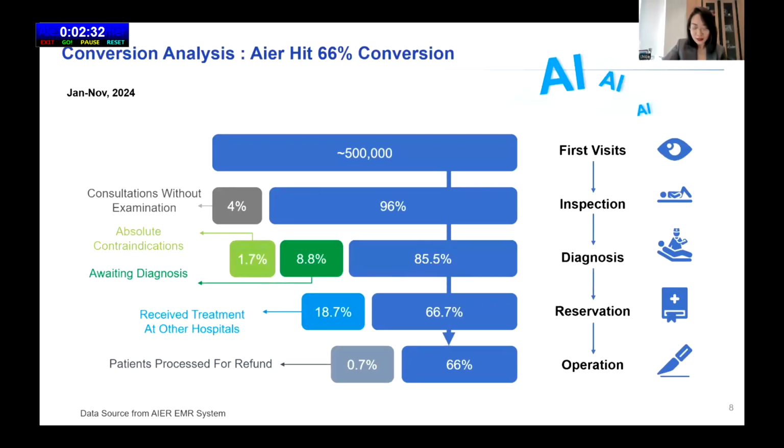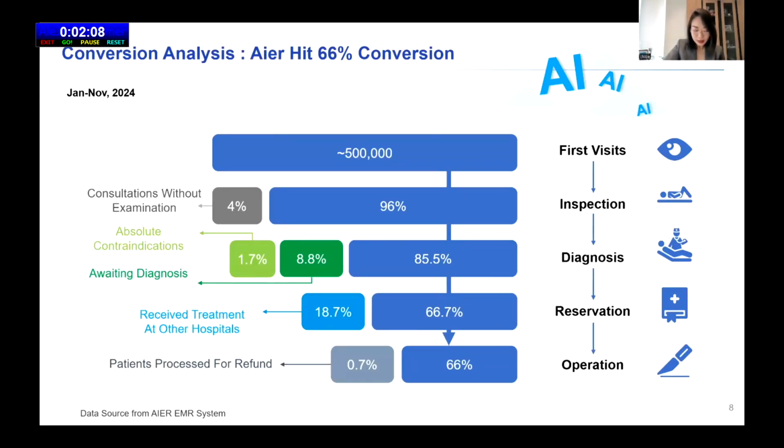You might be curious, if we perform refractive surgery for around 400,000 patients annually, what does our patient conversion process look like? Let's take a look at our conversion rate funnel analysis. Here is the patient conversion data from January to November 2024. During the period, we had approximately 500,000 first-time visits to our clinic, with only about 4% not undergoing any examinations.